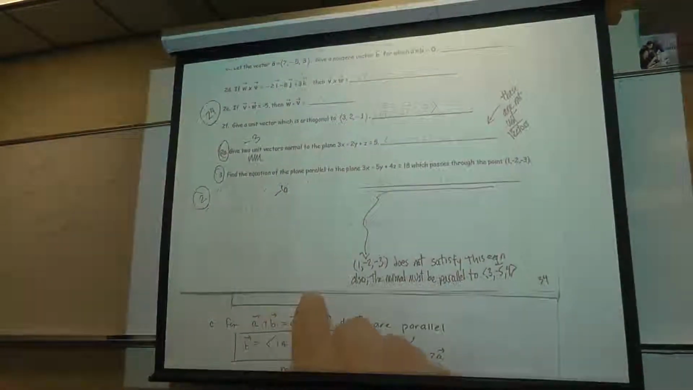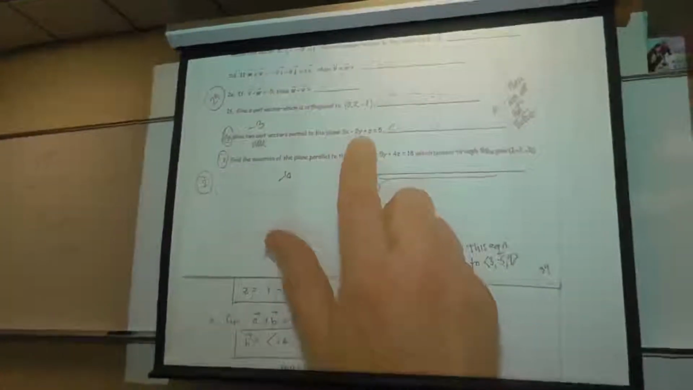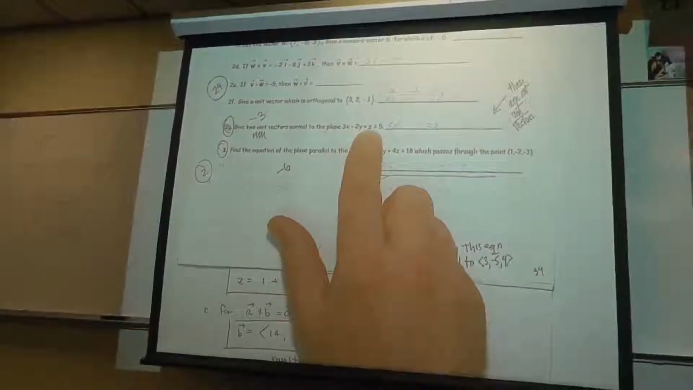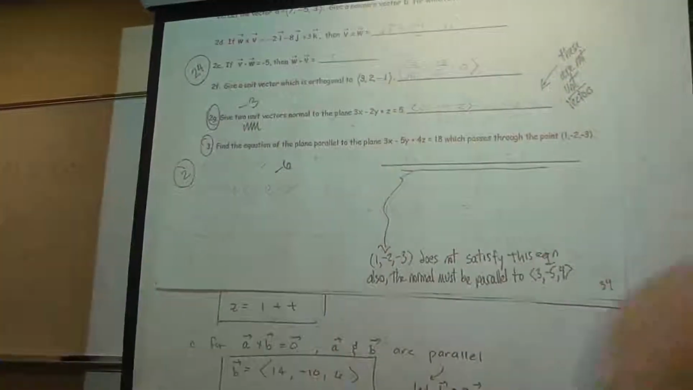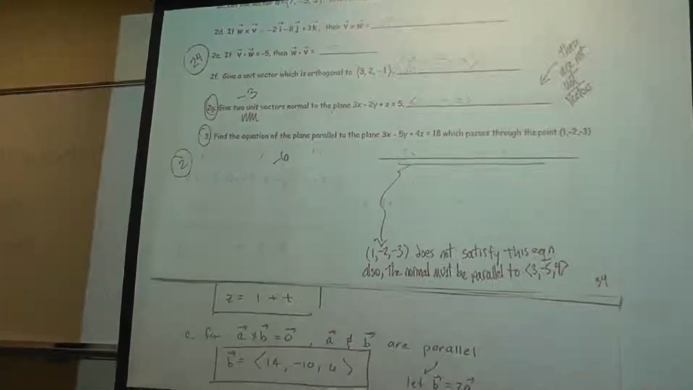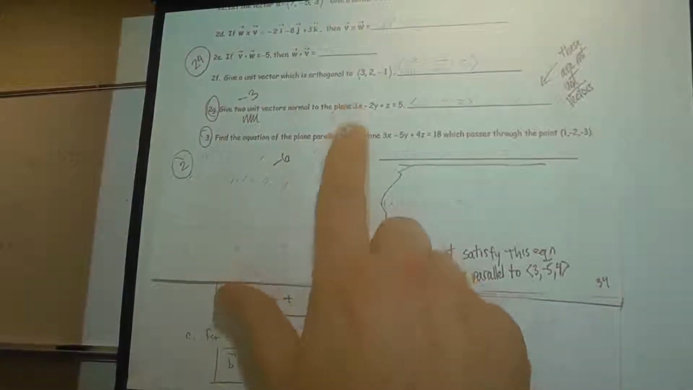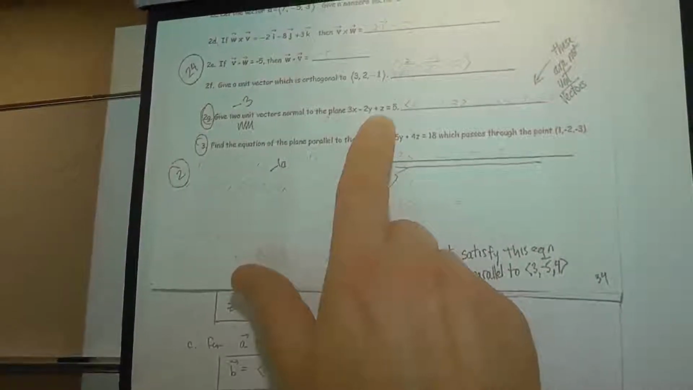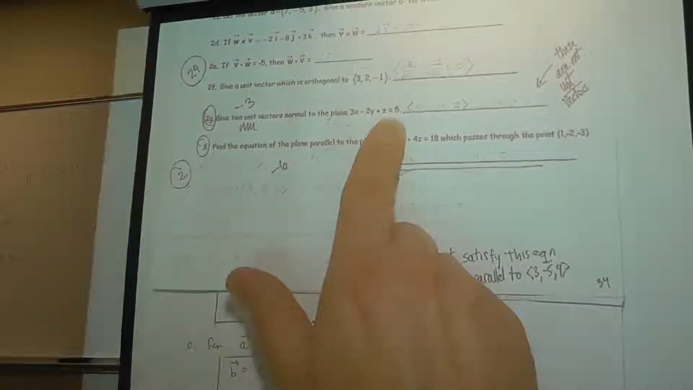If you just pick a couple of points in this plane, for example, 0 for x, 0 for y, 5 for z is guaranteed to be a point in that plane. And then if you pick another point, 1 for x, negative 1 for y, and 0 for z. See, that would give you a positive 5 for the right-hand side.